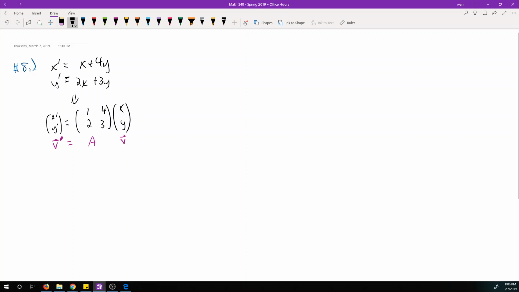Actually, no, that's one way to do it. You actually don't have to. So step 1 is the following: you want to find the eigenvalues and eigenvectors of this matrix here.